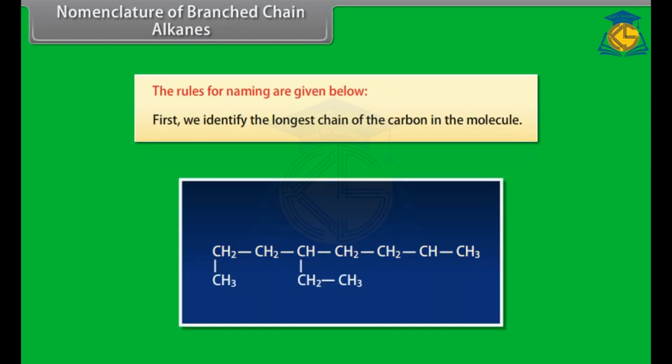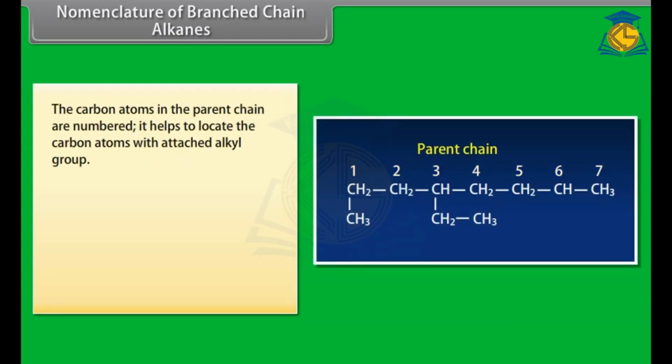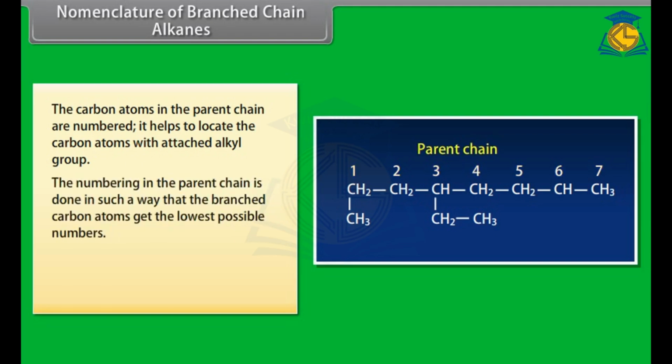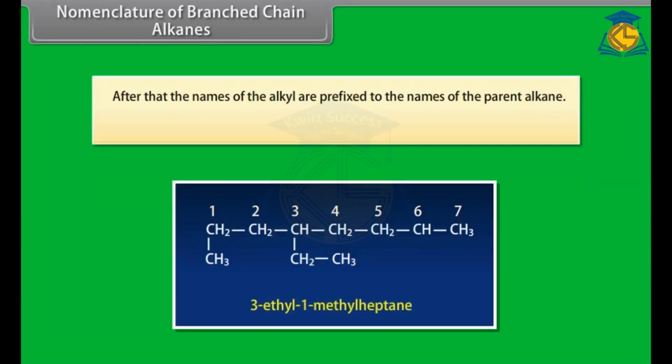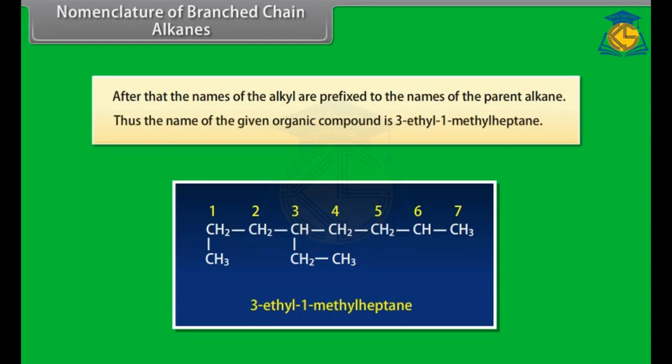First, we identify the longest chain of the carbon in the molecule. The carbon atoms in the parent chain are numbered. It helps to locate the carbon atoms with attached alkyl group. The numbering in the parent chain is done in such a way that the branched carbon atom gets the lowest possible numbers. That means the numbering in the given carbon chain is from left to right. After that, the names of the alkyl are prefixed to the names of the parent alkane. Thus, the name of the given organic compound is 3-ethyl 1-methyl heptane.